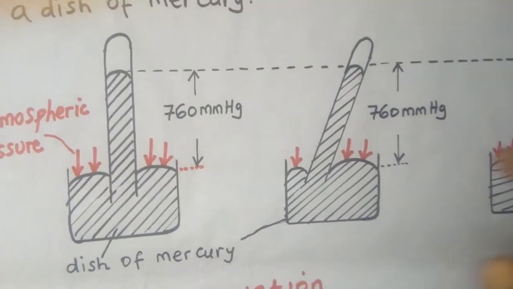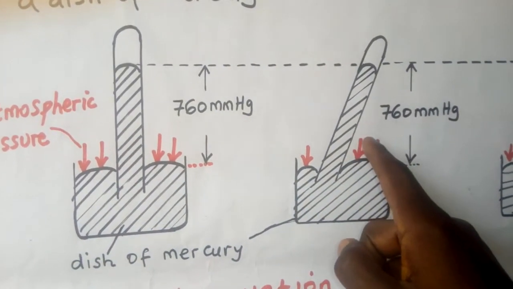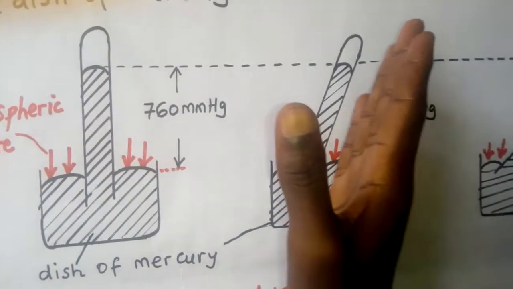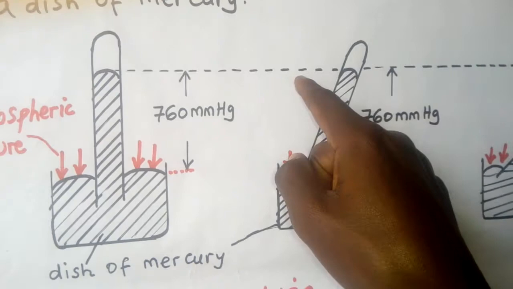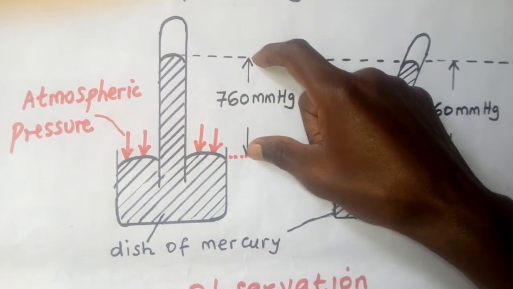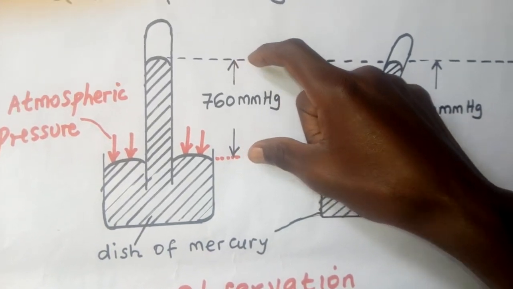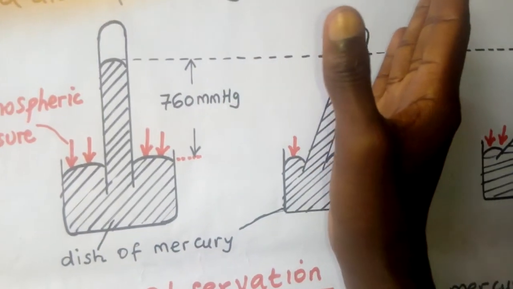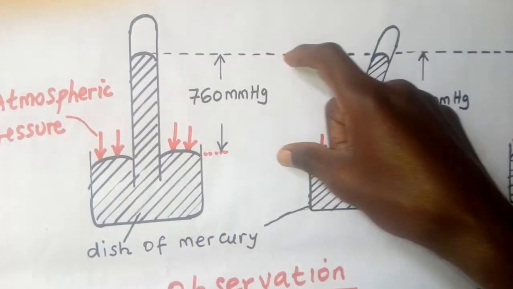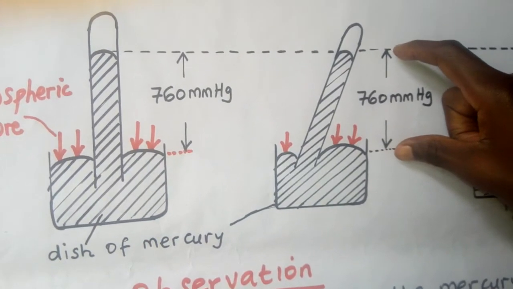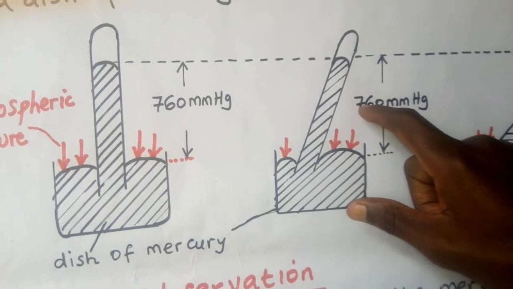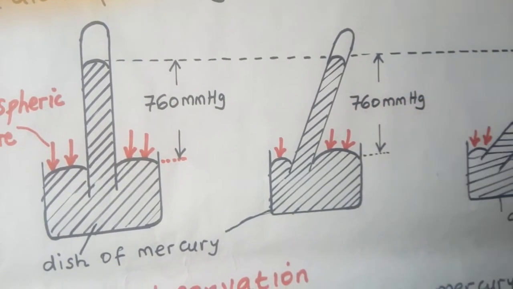So I want you to look at this diagram and this one. So he decided to bend. This one is straight, this one is bending. But even after bending, as long as this tube is within this line, this distance is 760 millimeters. So when he decided to bend, as long as the tube is within this line of 760 millimeters, when he measured, the bending did not affect it. The measurement remained 760 millimeters of mercury.